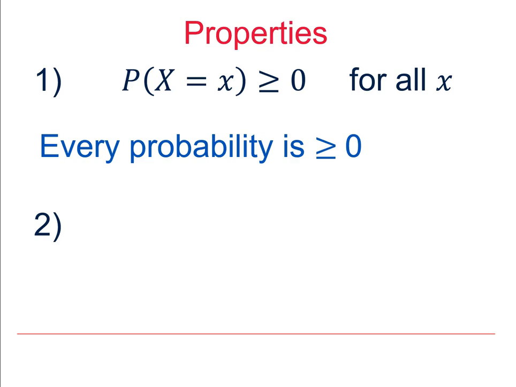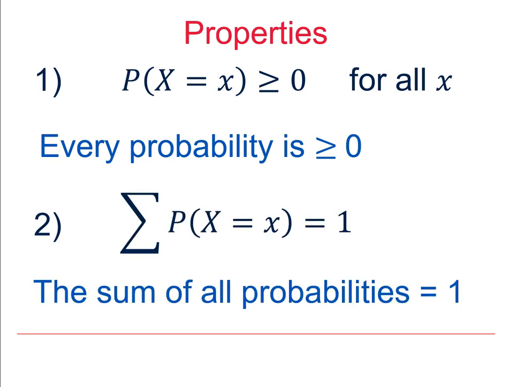So just to remind ourselves of the properties of a discrete random variable, we must have the probability for any outcome that is possible greater than or equal to 0. So every probability will be greater than or equal to 0. And secondly, the sum of all the probabilities covering all the possible outcomes must equal 1.